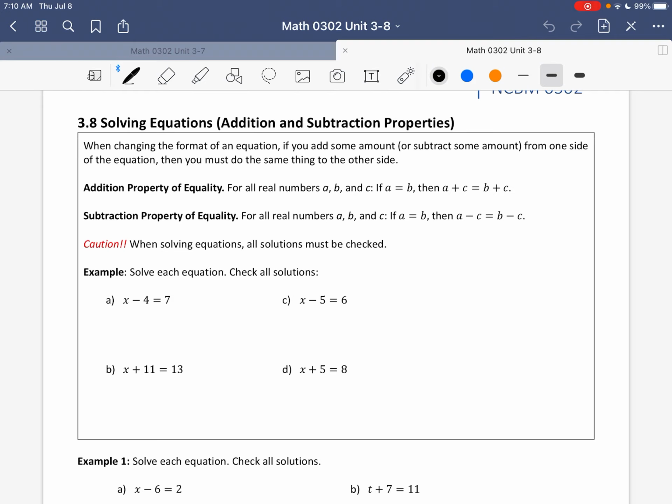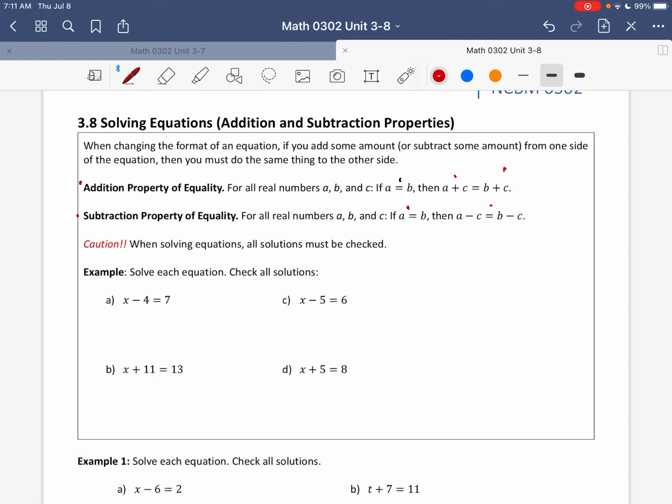Addition property of equality. For all real numbers a, b, and c, if the number a is equal to the number b, then a plus the number c will be equal to b plus the number c. This one is called the addition property of equality. And then the subtraction property of equality, very similar: for all real numbers a, b, and c, if the number a is equal to the number b, then a minus c is equal to b minus c.